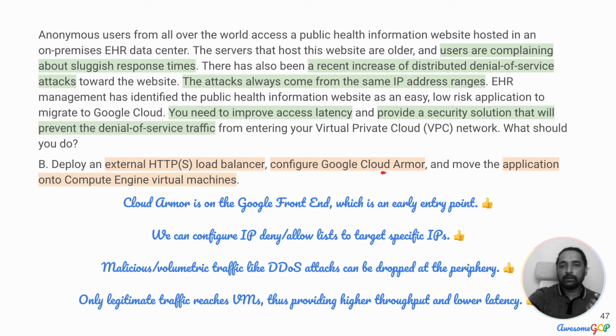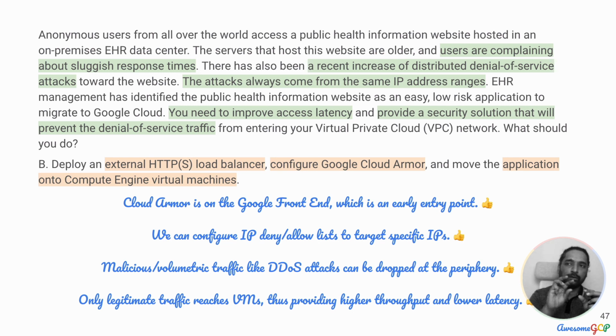And Cloud Armor also has a capability to choose. You can set IP deny lists or allow lists to say, you know what, don't allow these particular IPs to send traffic into the VPC. So that is exactly what you want. Malicious volumetric traffic like DDoS attacks are now dropped at the periphery. So it is dropped by these products itself, and you don't have to make a decision within your virtual machine, within your application, whether you want to serve these users.